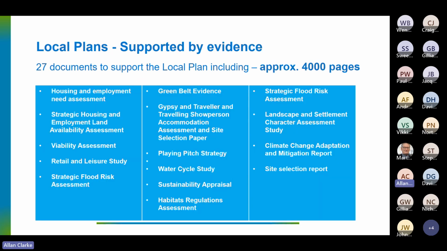Alongside a local plan, there's a suite of evidence-based documents which support the plan proposals. Just to illustrate, this plan will be supported by approximately 27 documents, and we've totaled it up to approximately 4,000 pages. And we've included some examples of the studies that support the local plan in that slide.